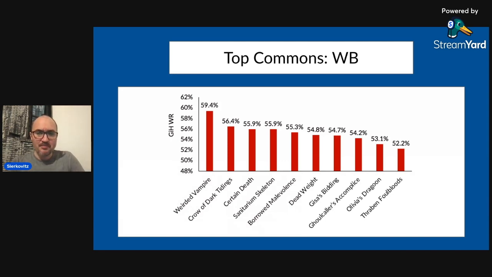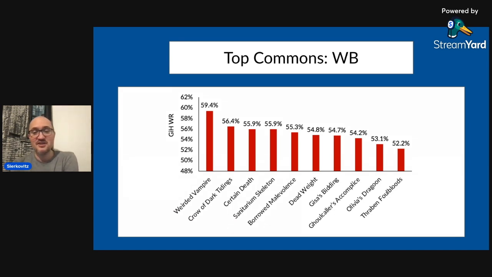And then I see another couple of cards that get better with the graveyard being filled in. Thraben Foulbloods, it's a card that with Delirium becomes a 4/3 menace. Ghoulcaller's Accomplice, it's a card that you can exile from your graveyard to make a zombie. So this, combined with the fact that you do well with the Crow of Dark Tidings, and that I do know some of the white cards that can be exiled from the graveyard to make spirit tokens are also quite high in it.